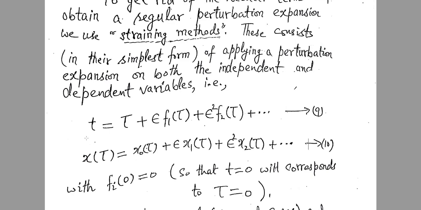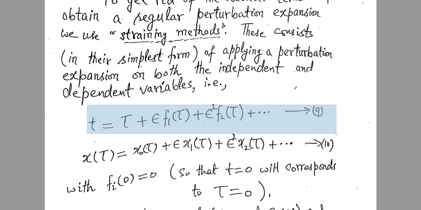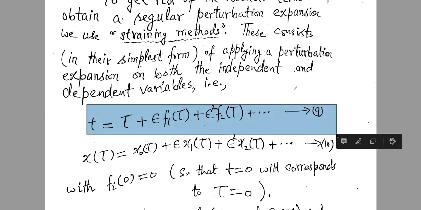So we have introduced a new variable for time, which is tau, and perturb the independent variable t in the form given in equation number 9. That is, t is equal to tau plus epsilon f1 of tau plus epsilon square f2 of tau. This is the most general form of the perturbation expansion on the independent variable.